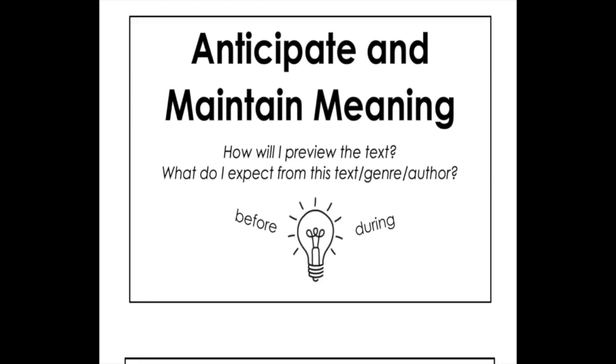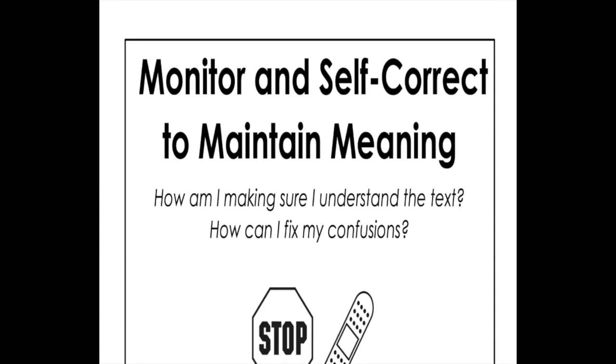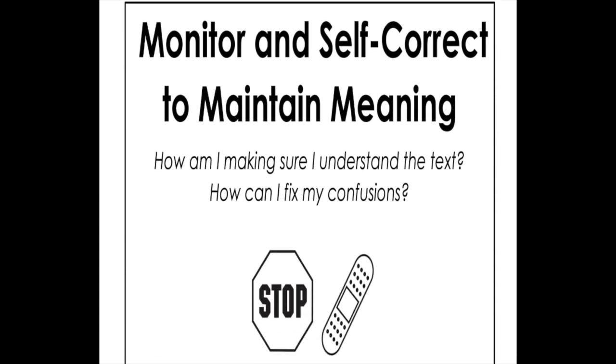First, we have to anticipate and maintain meaning. That means we preview the text, so maybe look at the pictures, the front cover, the back. Monitor and self-correct to maintain meaning. So you have to make sure you understand the text. You have to stop and think, does that make sense? Does it sound right? Does it look right?